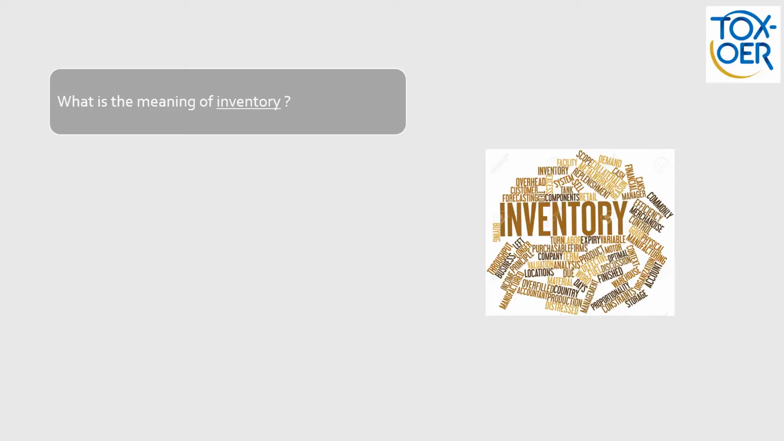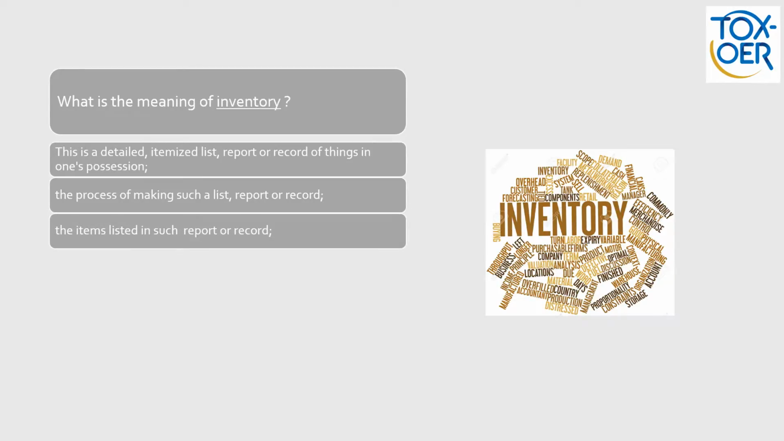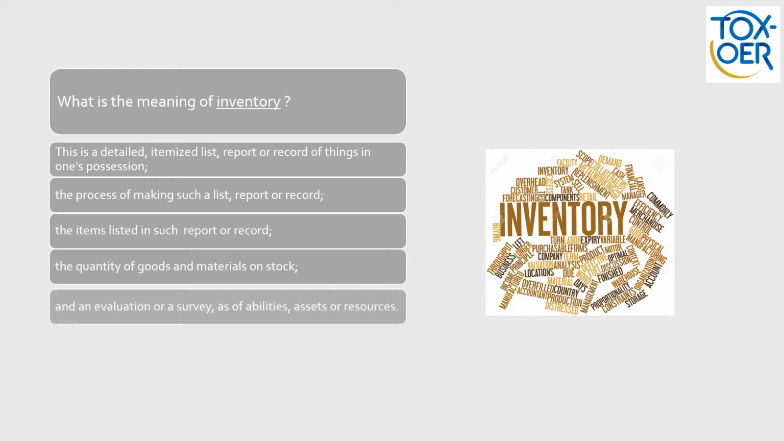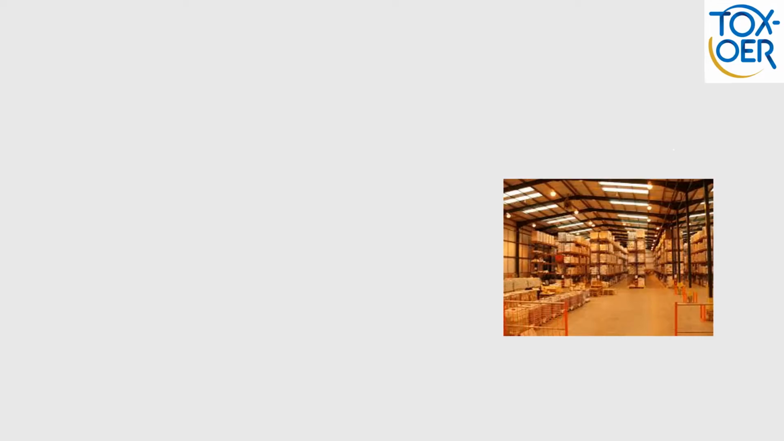What's the meaning of inventory? This is a detailed, itemized list, report or record of things in one's possession. The process of making such a list, report or record. The items listed in such report or record. The quantity of goods and materials on stock. And also an evaluation or survey as of abilities, assets, or resources.